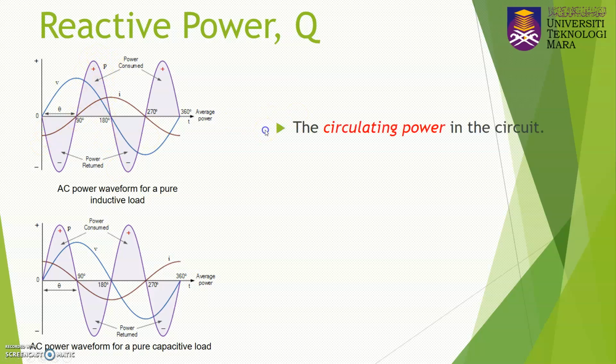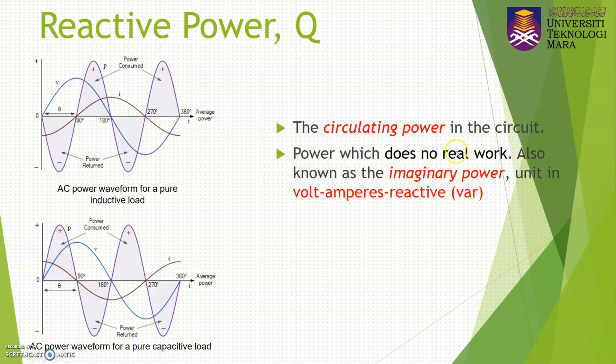The reactive power is also called a circulating power in the circuit, meaning that it does not do the real work. If you have a look here, P will be equal to I multiplied with V. If you multiply this side with this side, you get the purple color here. If you refer to here, the positive cycle represents the power consumed by the AC circuit, and the negative cycle represents the power returned to the AC circuit. That's why we call it a circulating power. The power will circulate. It is also known as an imaginary power, and it does not do any real work because it will cancel each other.